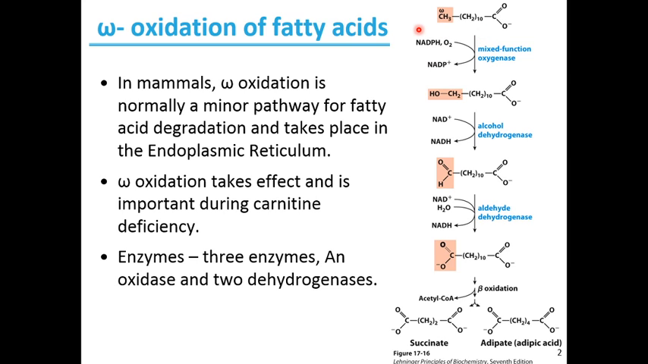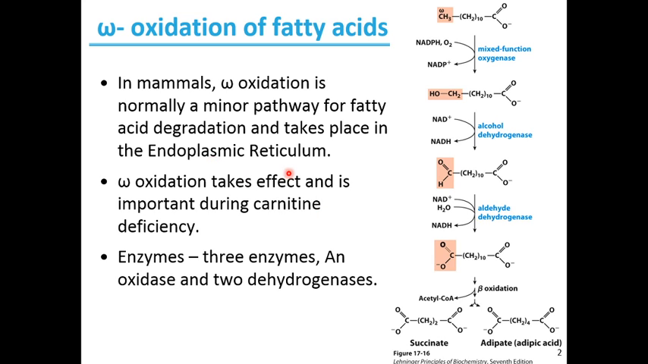Omega, as you may know, is the last letter in the Greek alphabet, right? So the major difference is that beta oxidation starts from the carboxy end of the fatty acyl CoA, whereas omega oxidation starts from the last carbon. In mammals, omega oxidation is normally a minor pathway for fatty acid degradation and takes place in the endoplasmic reticulum, right? So this is basically a backup pathway.